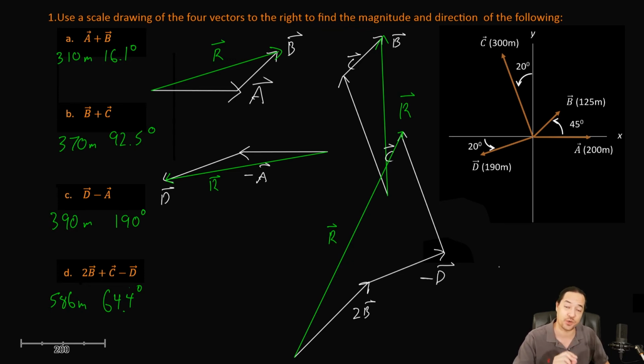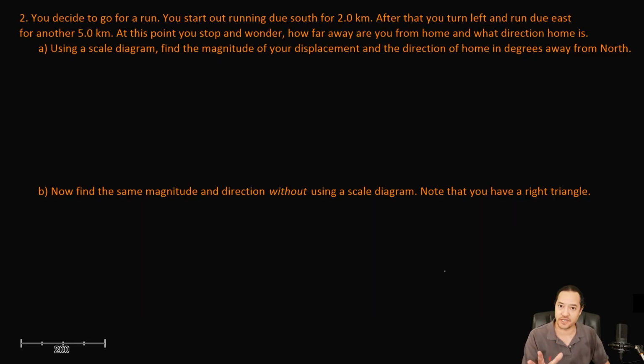Okay, let's go on to question number 2. Okay, for question number 2, it says you decide to go for a run. You start out running due south for 2 kilometers. After that, you turn left and run due east for another 5 kilometers. At this point, you stop and wonder, how far away are you from home and what direction is home? Using a scale diagram, find the magnitude of your displacement and the direction of home in degrees away from north.